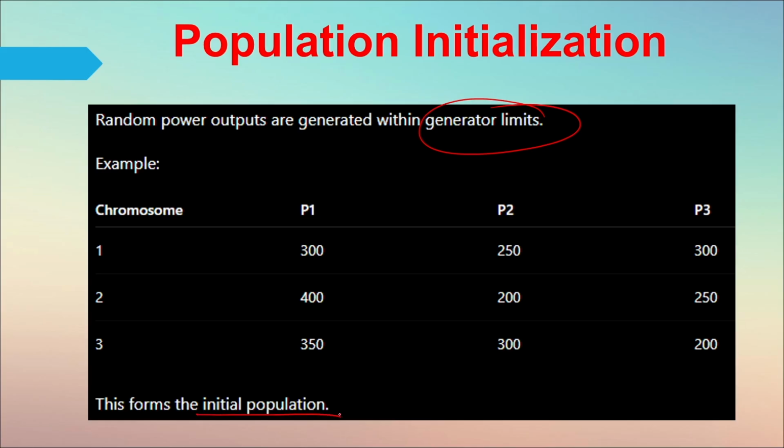Now, can you guess what type of genetic algorithm it is if the population initialization is like this? It is the real coded genetic algorithm. It is not a binary represented chromosome, it is real, so actual values are represented within the generating limits. So, this is the idea.